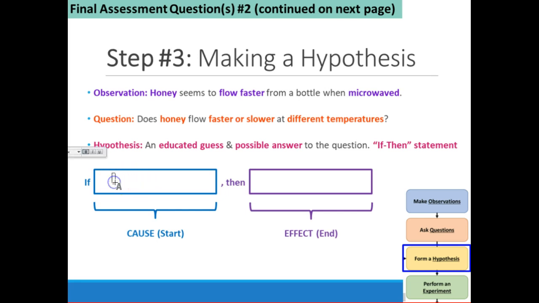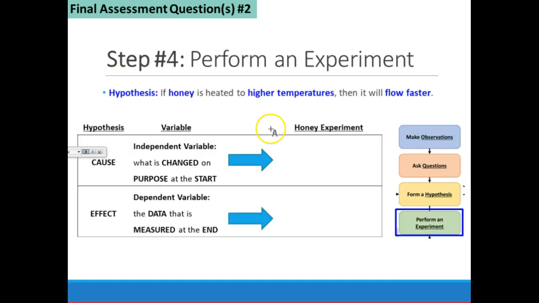So let's say, for example, if honey is hot, do you guys think it would flow faster or slower? So if honey is hot, then what? Do you think it'll flow faster or slower? Yeah, exactly. It's going to flow faster, right? So that would be our hypothesis. And based on this, we would design an experiment to determine if this is actually true. Right, so here again is our hypothesis.